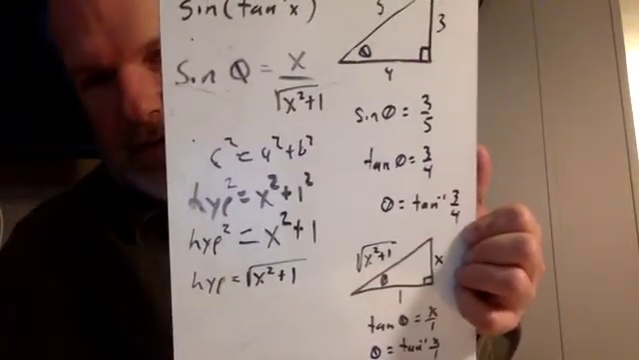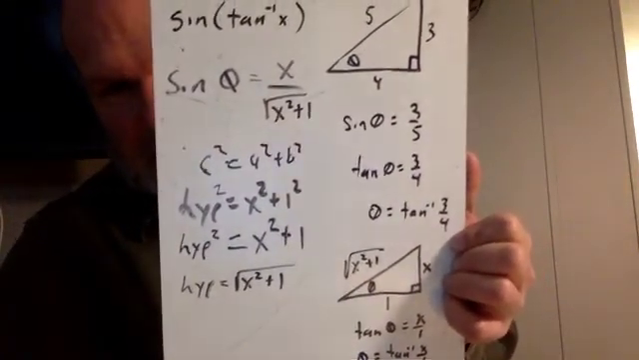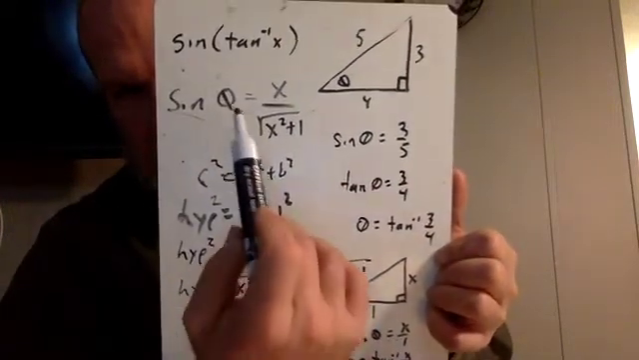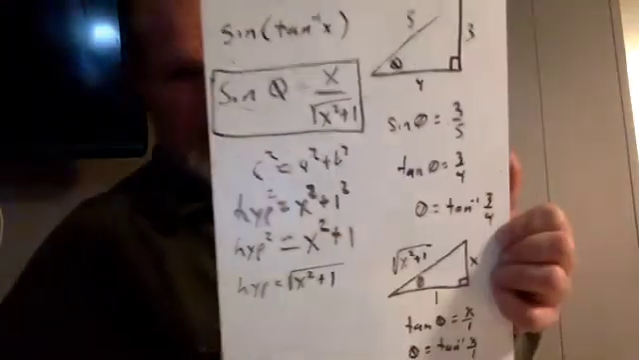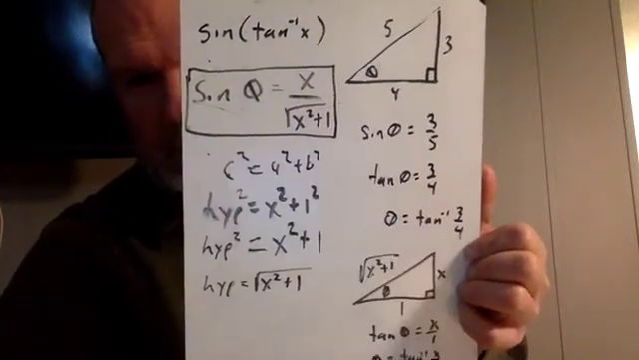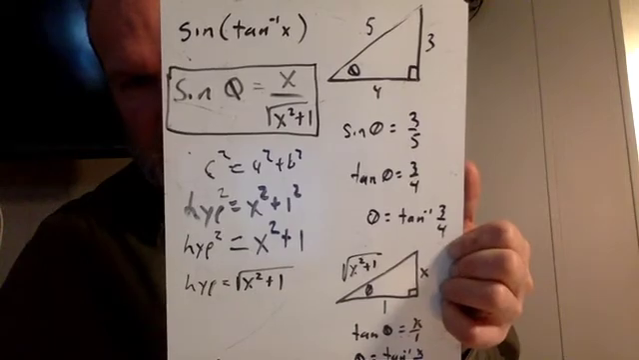And that is the goal of that problem, to figure out what sine of theta is. And you just did it. I guess technically I did it, but hopefully you can do that now if you follow these steps. And the sine of theta is equal to x over the square root of x squared plus 1.